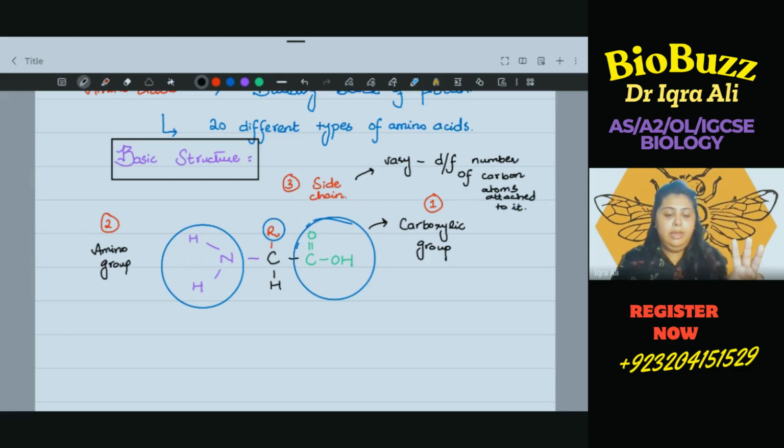So in the exam, if you're being asked about the basic structure of an amino acid, three things should pop up in your head. The first thing is that it has a carboxylic group, and the second thing is it has an amino group. They both should be on each side. Okay, they should not be up and down. They should be on the sides of the amino acid.